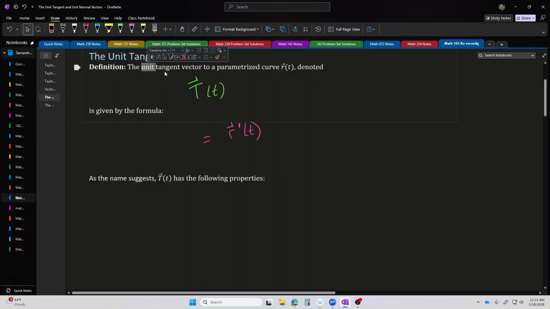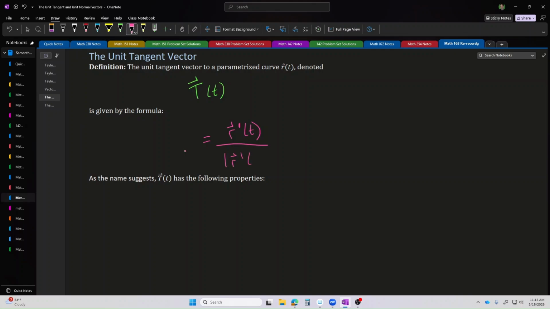Now, if we want to take that tangent vector and turn it into a unit vector, a vector of length 1, then we would also do that in the typical way. We would calculate the length of the tangent vector, the length of r prime, and then we would divide the tangent vector by its length to turn it into a vector of length 1.